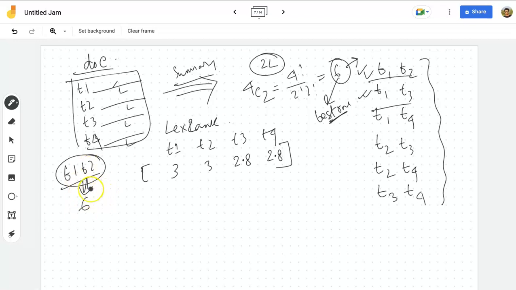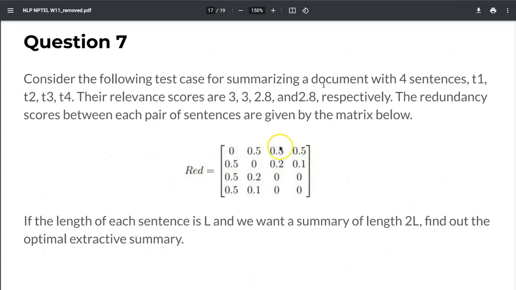To avoid this case, people give you this redundancy matrix. The first row is about the first sentence, and these scores say how redundant the sentences are with each other. The diagonals will always be 0, because for the same sentence the redundancy is 0. For the first sentence, the redundancy between the first and second sentence is 0.5, and between the first and third sentence is 0.5. This is how the redundancy scores are given.